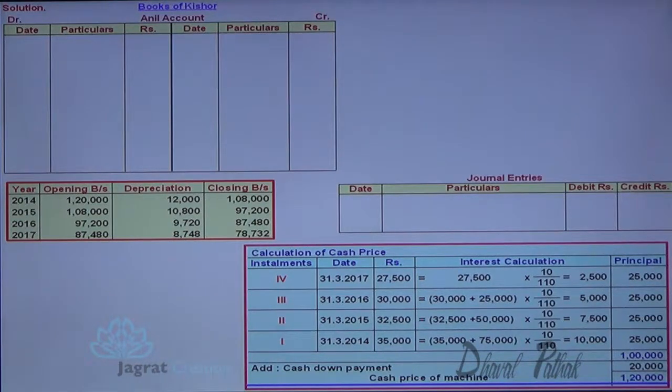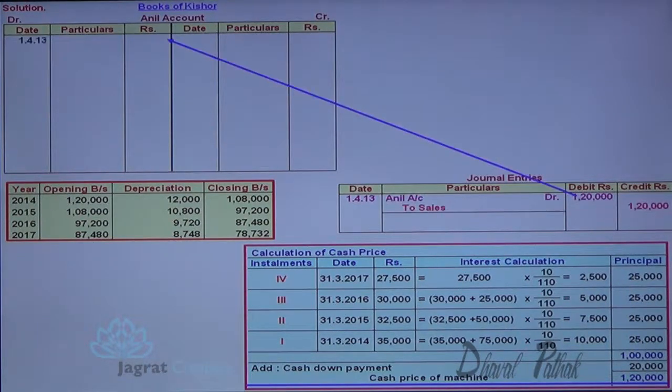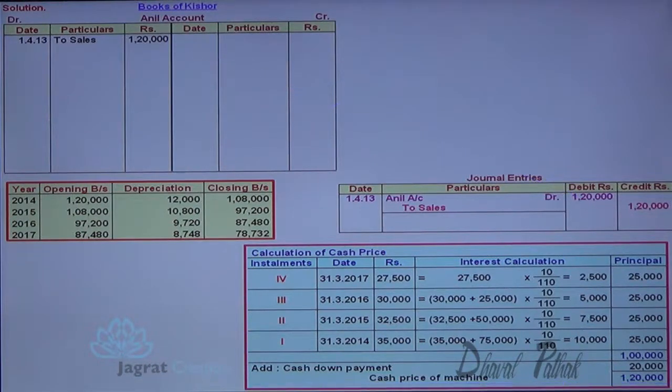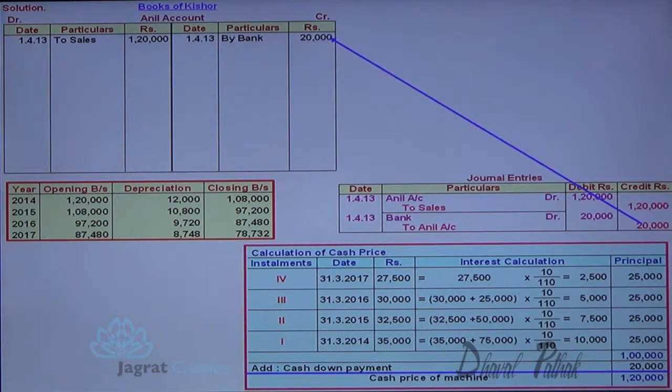Anil is a receiver. Debit the receiver. Anil account debit to sales account credit. So Anil account is debited with the sales account. Down payment receipt 20,000. Bank account debit 20,000 to Anil account credit 20,000. Anil is a giver. Credit the giver. So Anil account is credited with 20,000.